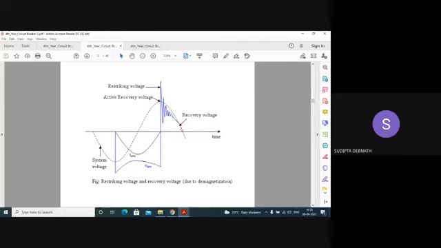And what is active recovery voltage? Active recovery voltage is the instantaneous voltage across the breaker contacts just at the instant of contact separation. I told you that at the instant of contact separation, the voltage gradient is very, very high. So the arc is initiated. So the initial voltage that appears across the contacts at the instant of contact separation, that is the active recovery voltage. Okay.